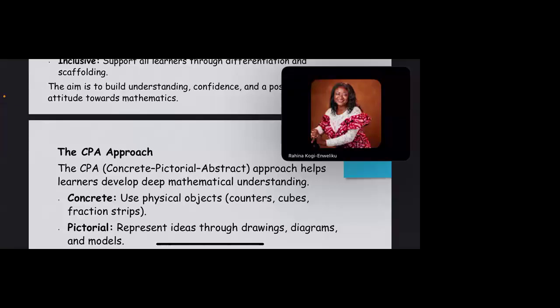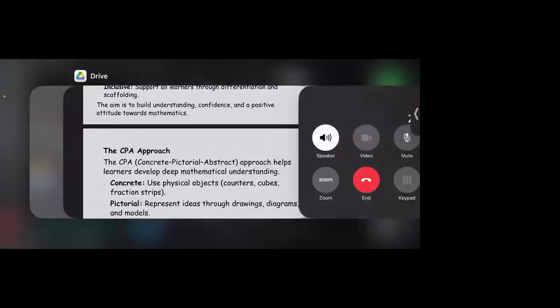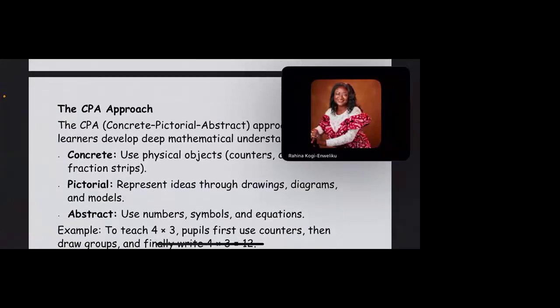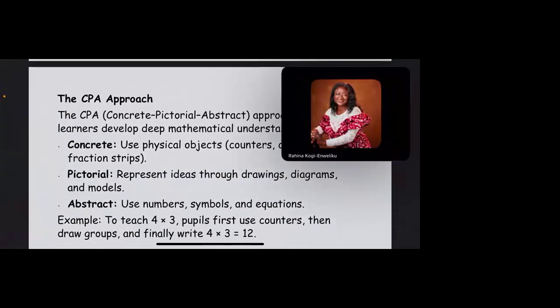In the concrete stage, you use physical objects to perform mathematical operations. You could use counters, cubes, and fraction strips. In the pictorial stage, you represent ideas through drawings, diagrams, and models, okay? And pictures generally help concepts to stick better in the mind of children.